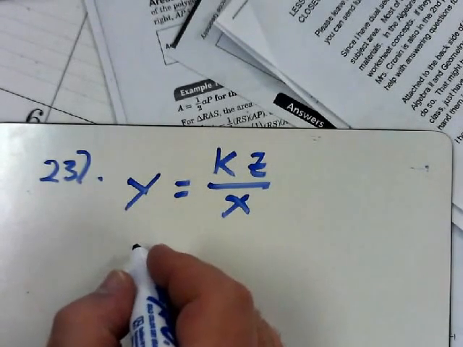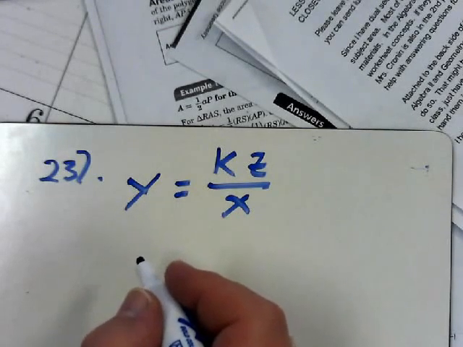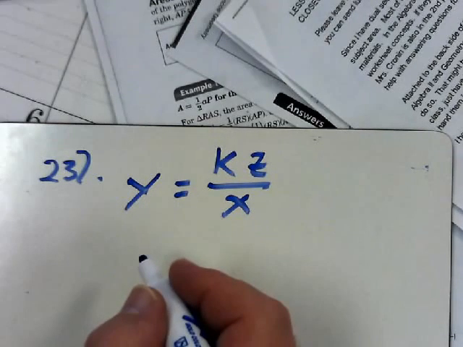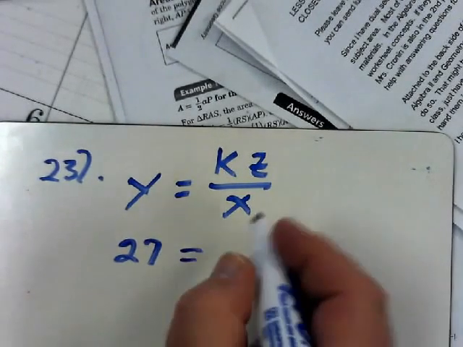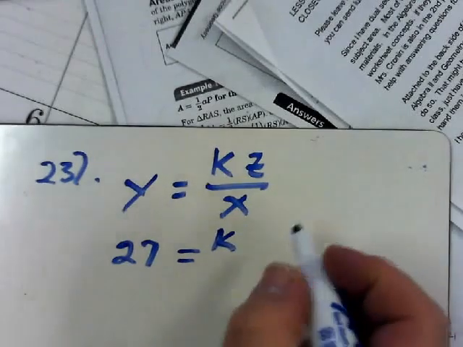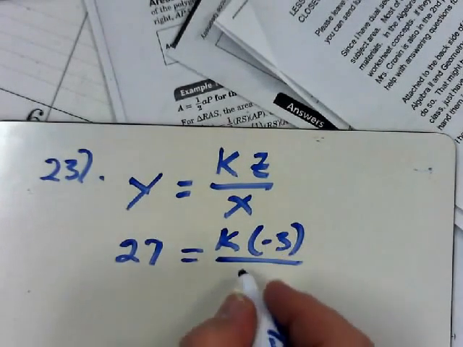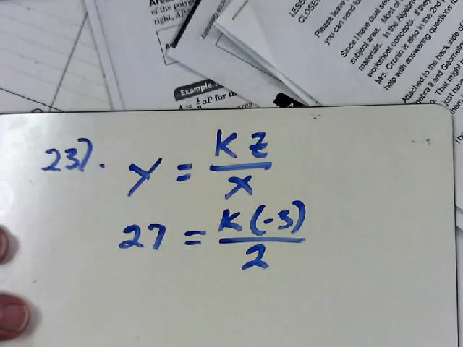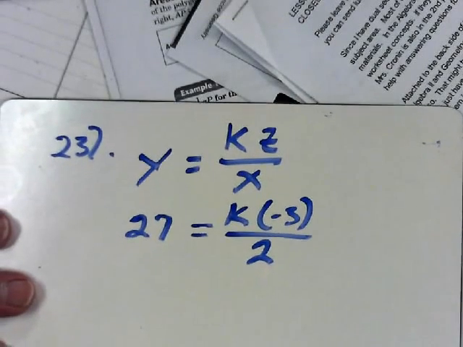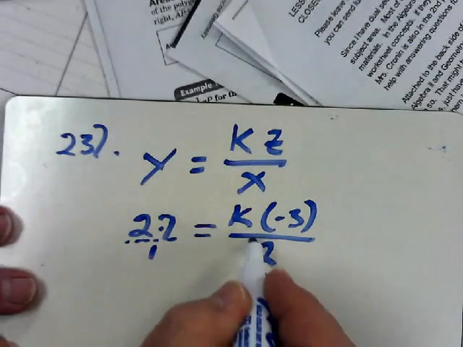So, y equals 27 when z is negative 3 and x is 2. So the y is 27, the k I don't know, the z is negative 3, and the x is 2. So it becomes simple substitution, right? How am I going to solve for k? I'd probably do cross multiplication, so I'd have 27 times 2.